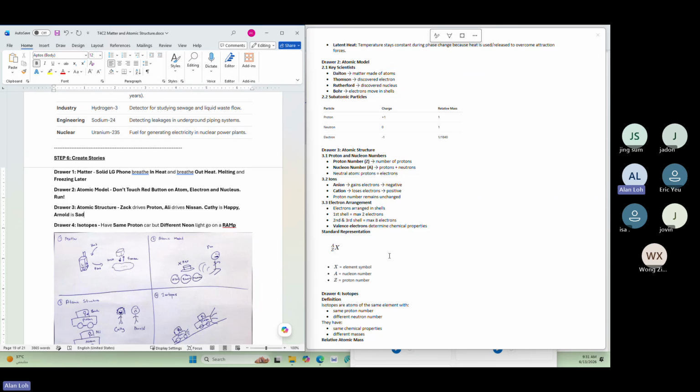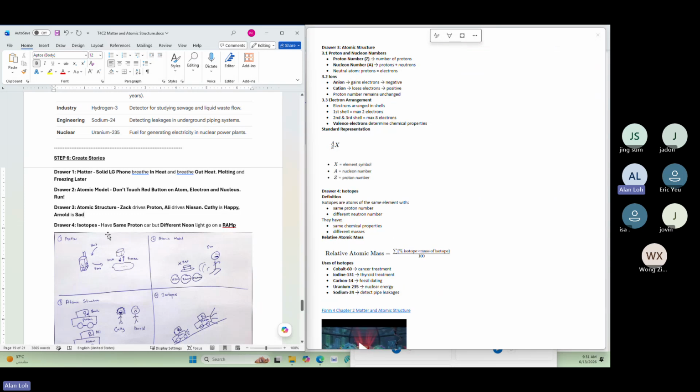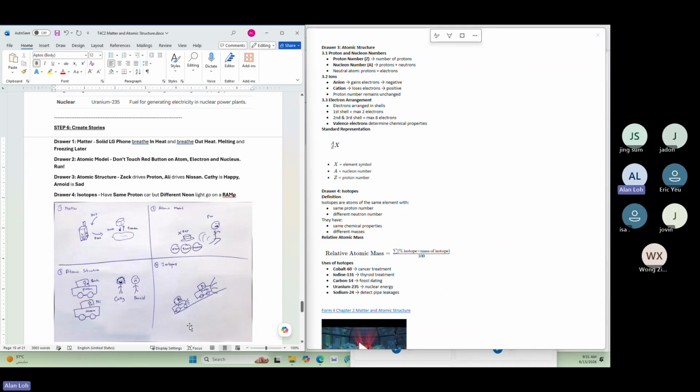Isotope is drawer number 4, right? Drawer number 4, you have same proton car, but different neon light. Going on a ramp, right? So, oh yes, this is the drawing. For drawers 1, 2, 3, these are the story for the drawing. The drawing for the story.